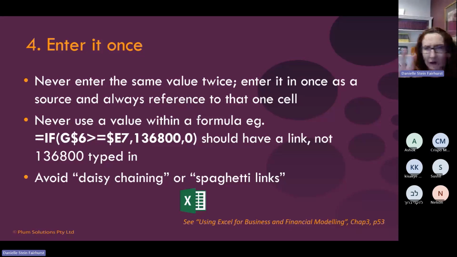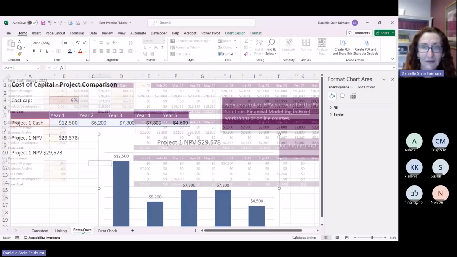Of course, you would never use a hard-coded value within a formula. You should have a cell with 136,800 and then link to that, not type it in. And one of the things that we say is to avoid daisy chaining or spaghetti links. That's when you link to a link that then links to a link right throughout the model. An example of that would be this one here.